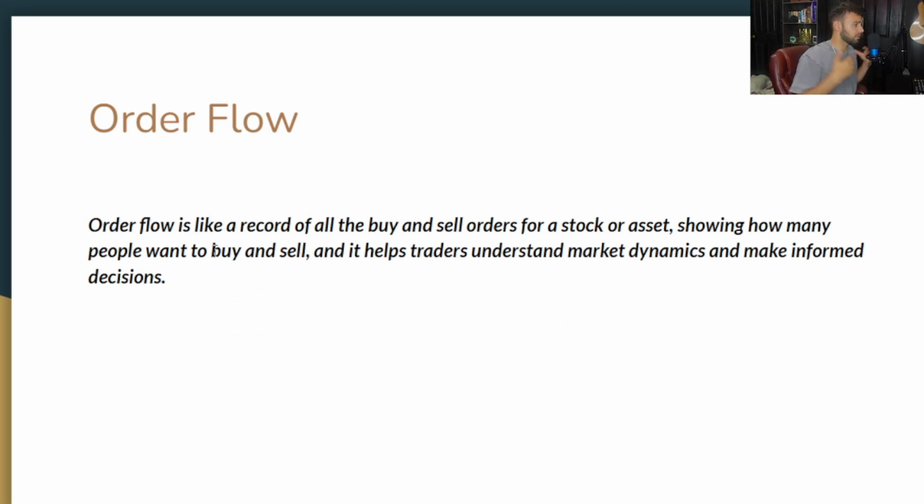You can't look at volume bars. You can't look at indicators. You have to use order flow. Order flow is literally just a record of all the buy and sell orders for a stock, asset, whatever it is, and it's showing you how many people want to buy and sell, and who buys at the ask, who buys at the bid, where the passive orders are, and so on.